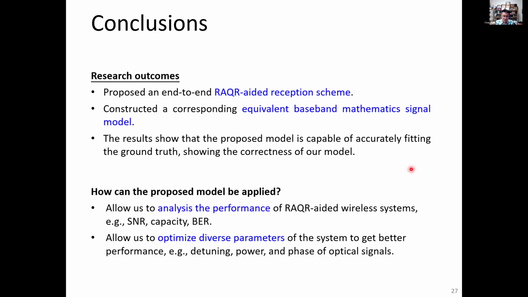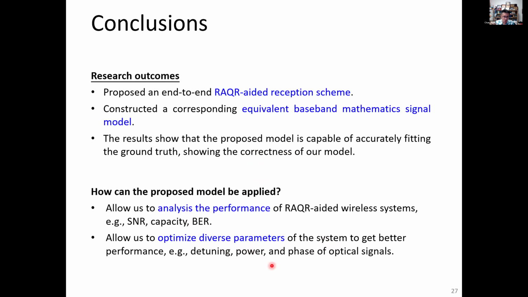Our results are matching quite well, especially in certain regions. With this model, we can use it for many applications. For example, we can analyze the performance: what is the SNR, what is the capacity, and so on and so forth. More importantly, with these models, it helps us to optimize the atom sensor later on as well.